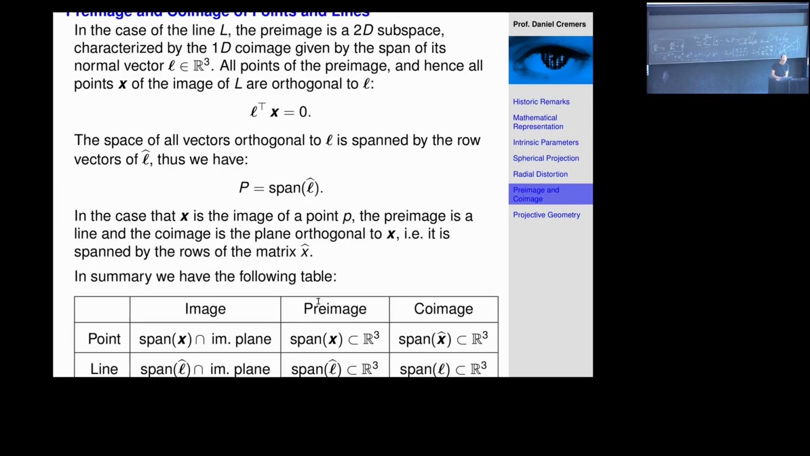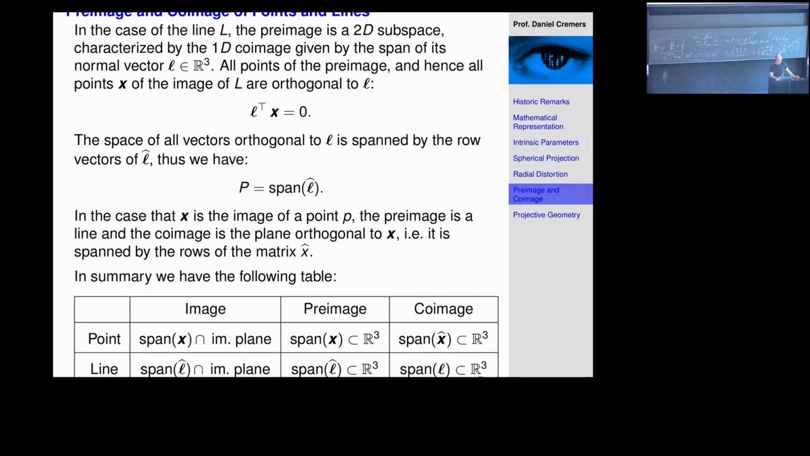Then we can get the pre-image by taking the span of X, or in the case of a line that is defined by a normal vector L, then the pre-image is given by L hat, and the span of L hat makes the pre-image, and vice versa. If we have a point, then the pre-image is a line, the co-image is a surface spanned by two vectors that are the elements of X hat, and that is the surface making the co-image. So that is the surface that is orthogonal to the point.